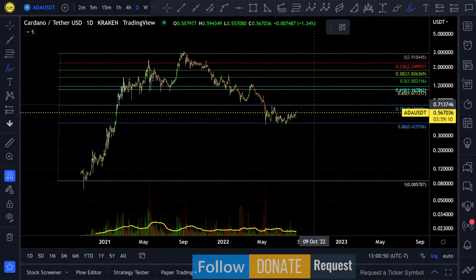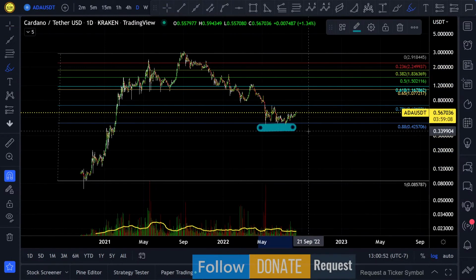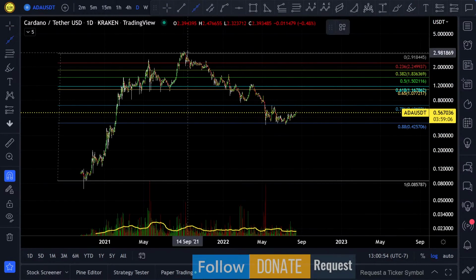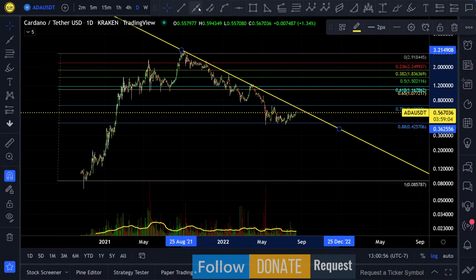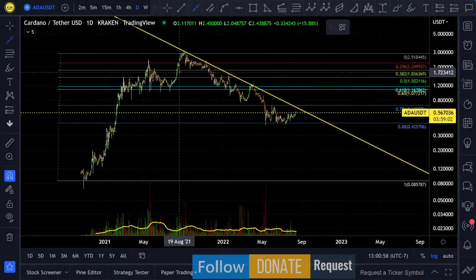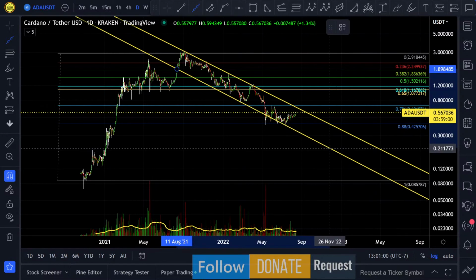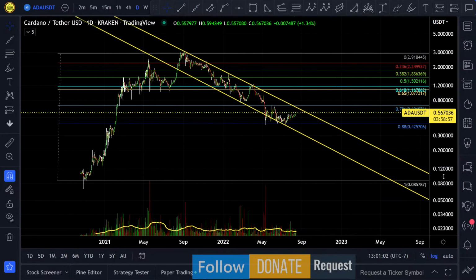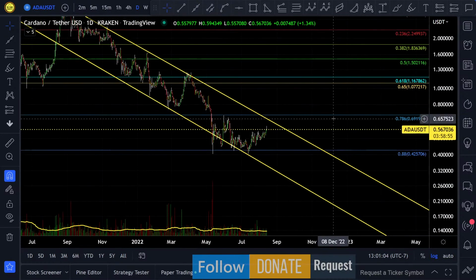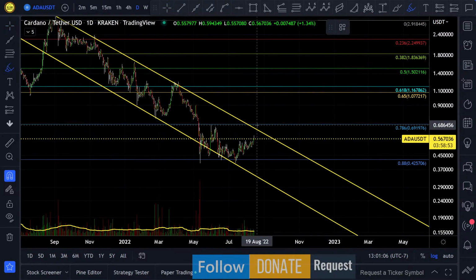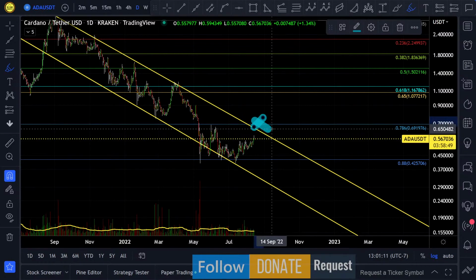Okay, now we see we're bouncing off the 0.88 Fibonacci support retrace. Beautiful. Now let's box it in even more. Trend line on resistance on the top. Trend line support on the bottom. Now we're really boxing this in. So we can see our immediate target is probably, if it's going to go bullish continuation, 70 cents up here.